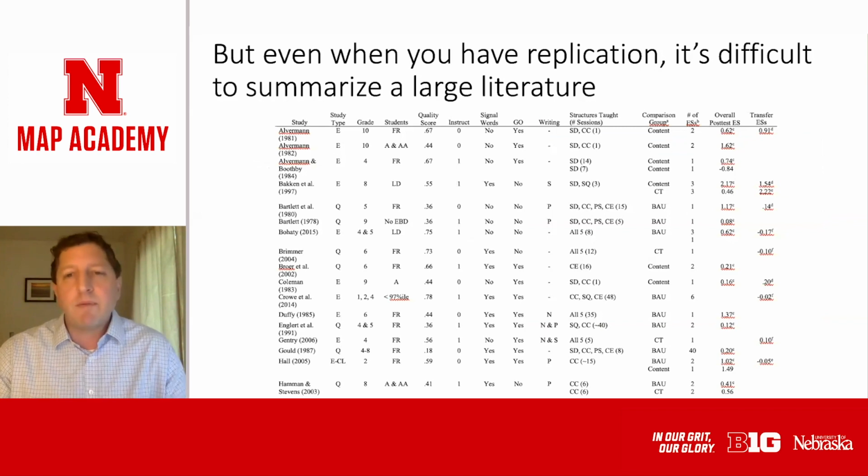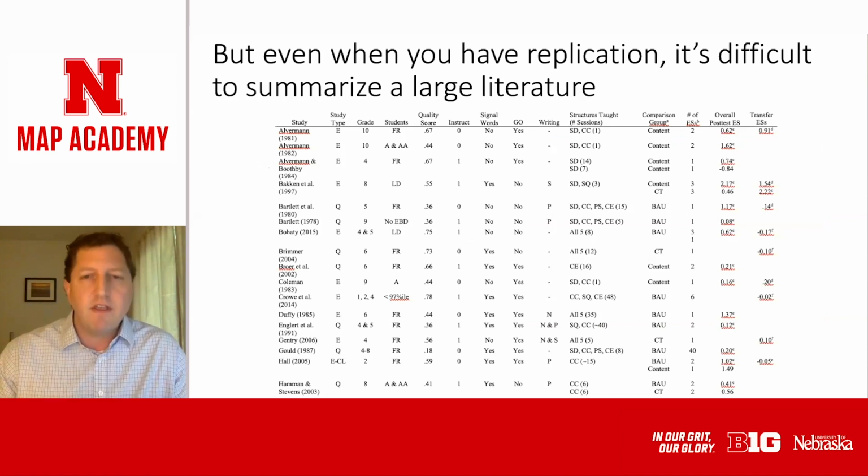And even when you have replication, it's sort of difficult to summarize a large literature, right? So we may have a lot of different studies. This is an example of a table that I used for a meta-analysis where I was really trying to summarize all of the different features of what's going on. And this is in a table form, and it's still very difficult to follow.